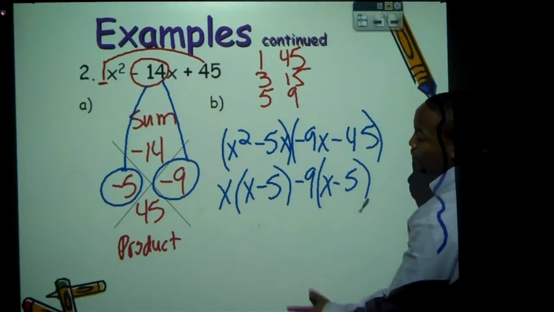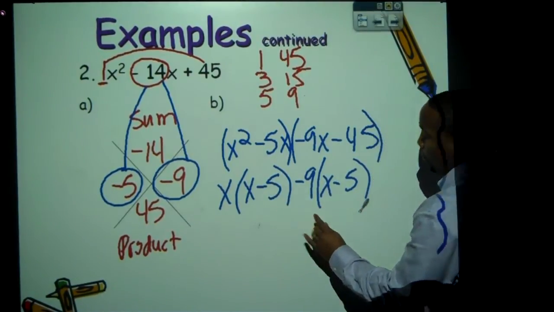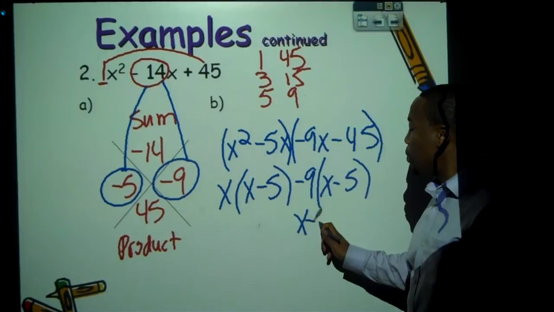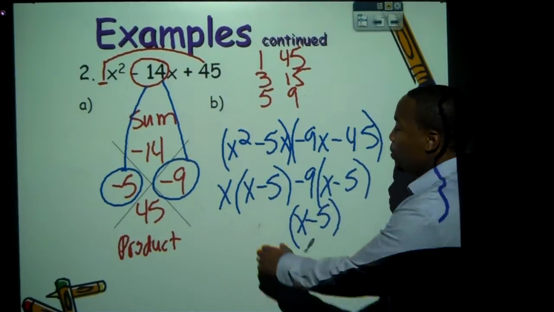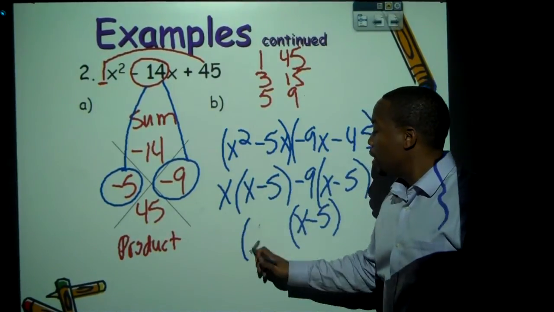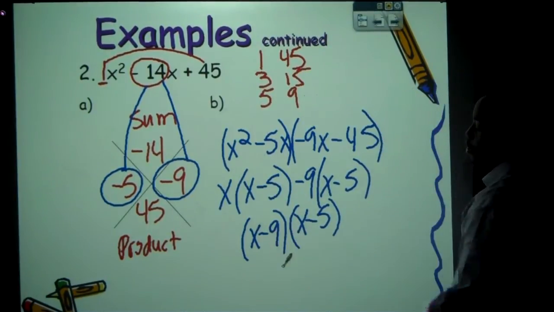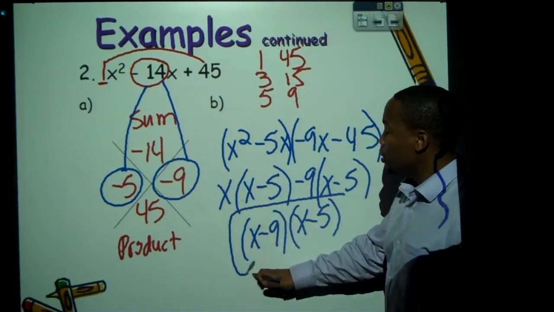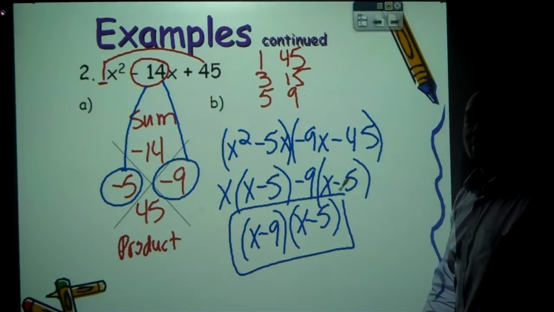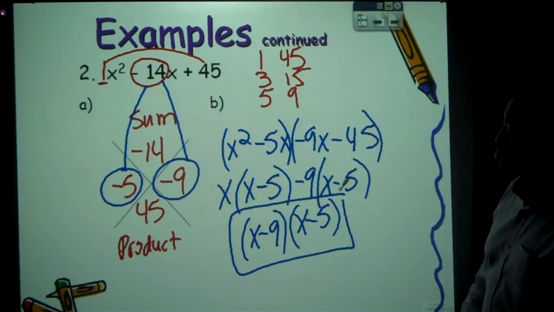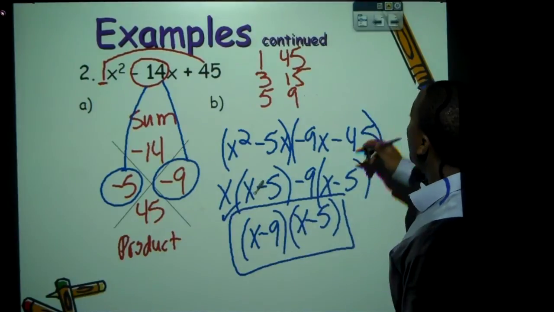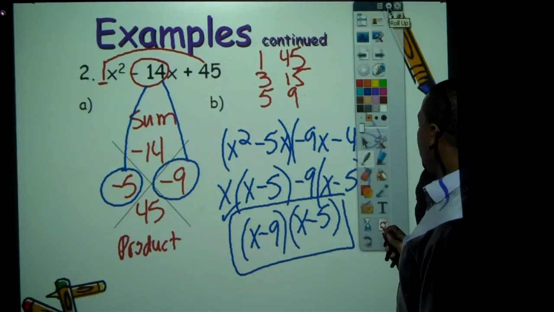Now, if these match up, what do we do? Bring them together as one, x minus 5. What do I do with these? Put them on the outside, x minus 9. And now, as you see, we are done. This is the answer. Alright? Good to go.